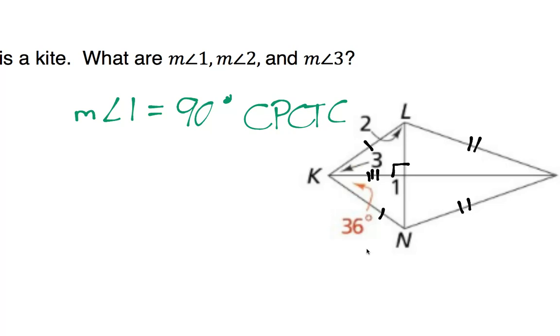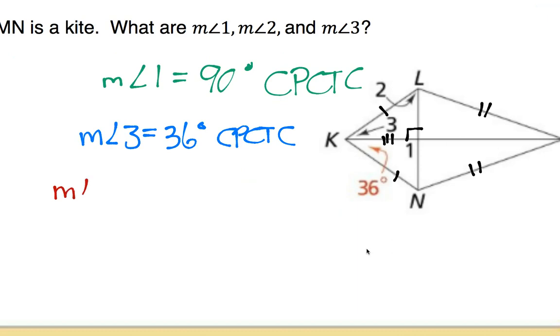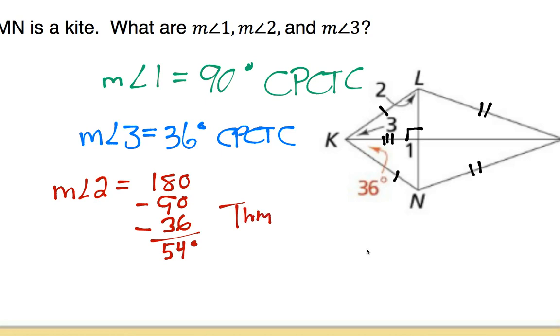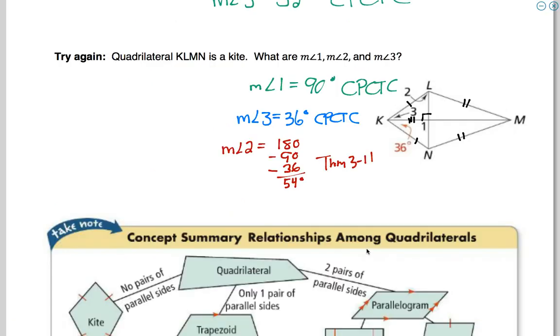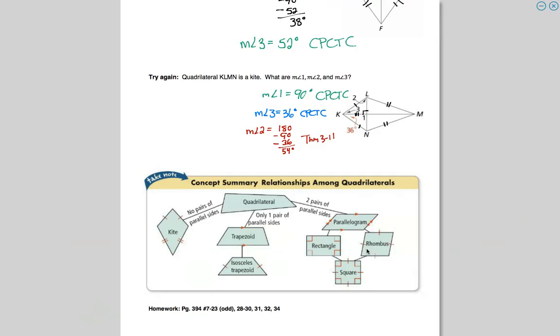3 is 36. And the measure of angle 2 is going to be 180 minus 90, which is 90, minus 30, which is 60, minus the 6, which is 54. And that's theorem 3.11, which is the sum of interior angles of a triangle add up to 180.